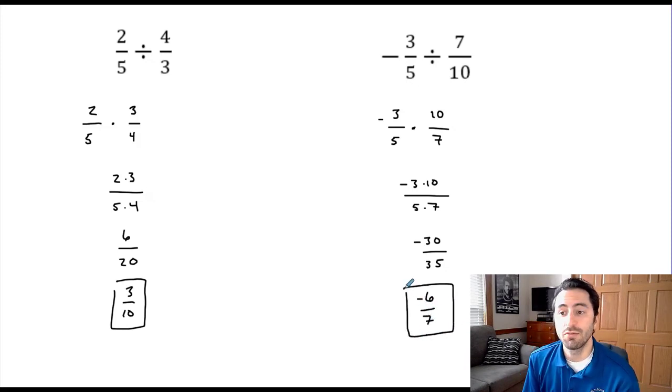So again, when you're dividing two fractions, we're going to change it to multiplying by the reciprocal. So whichever fraction you're dividing by, the second fraction, you're going to change that to the reciprocal, change it to multiplication, and then proceed.